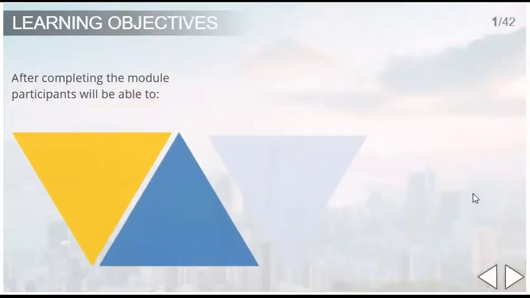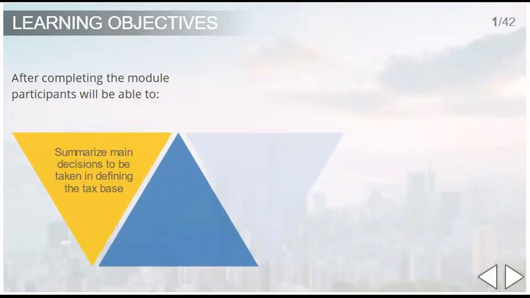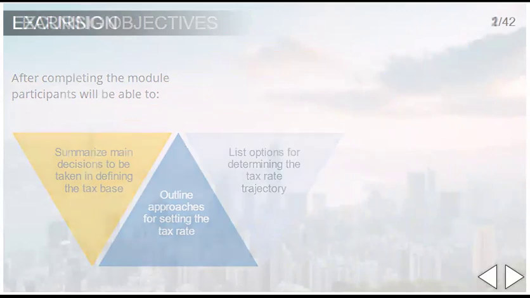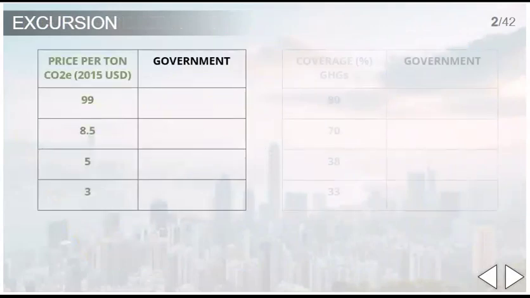After completing the module, participants will be able to summarize main decisions to be taken in defining the tax base, outline approaches for setting the tax rate, and list options for determining the tax rate trajectory. In this module, we look into considerations informing decision-making on tax base and rates.